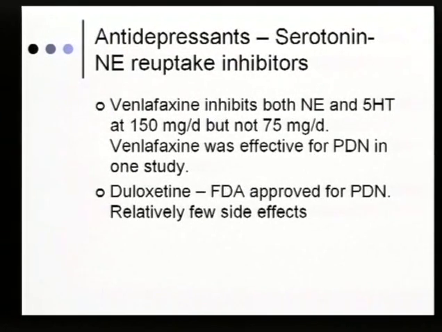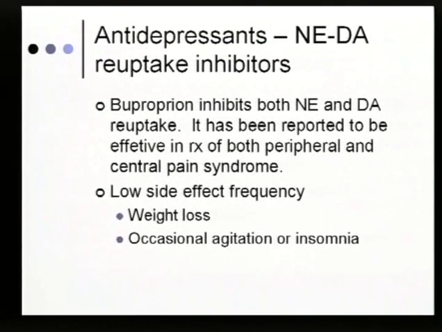Venlafaxine or Effexor inhibits norepinephrine and 5-HT and has been effective in pain, but it's not one that's being used as a first line. And here's Cymbalta, which has been approved for painful diabetic neuropathy, relatively few side effects, and could also treat depression at the same time. So it might be a 2-for-1 drug.